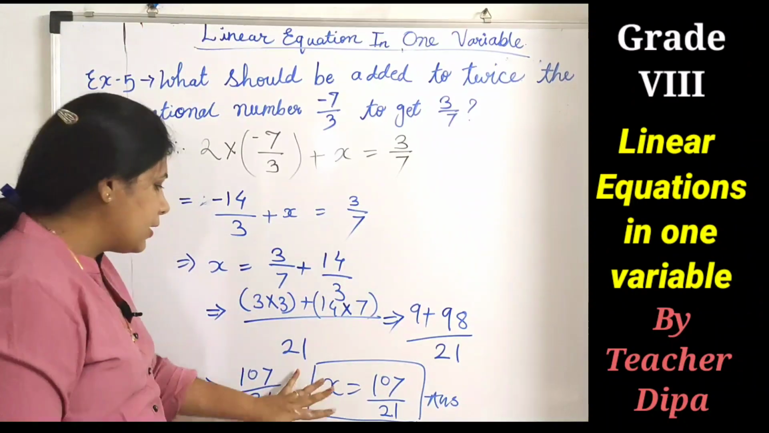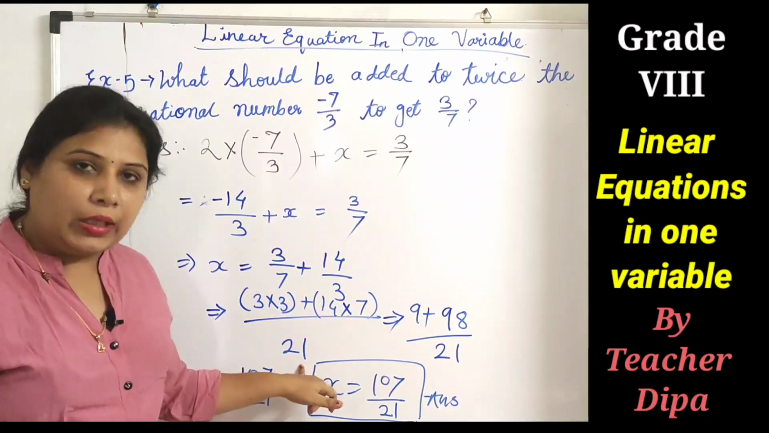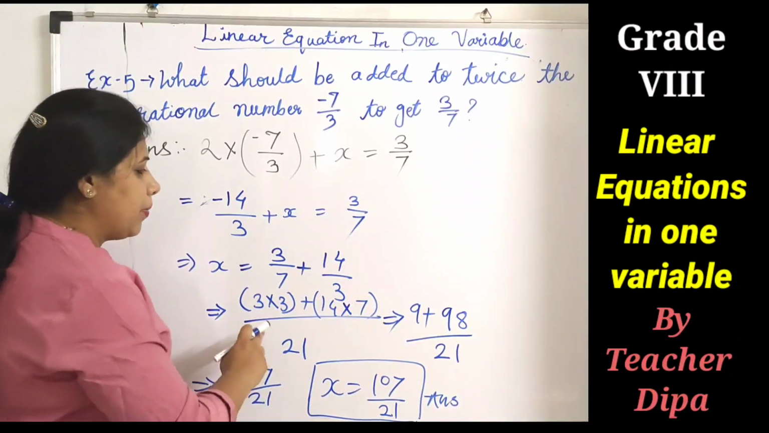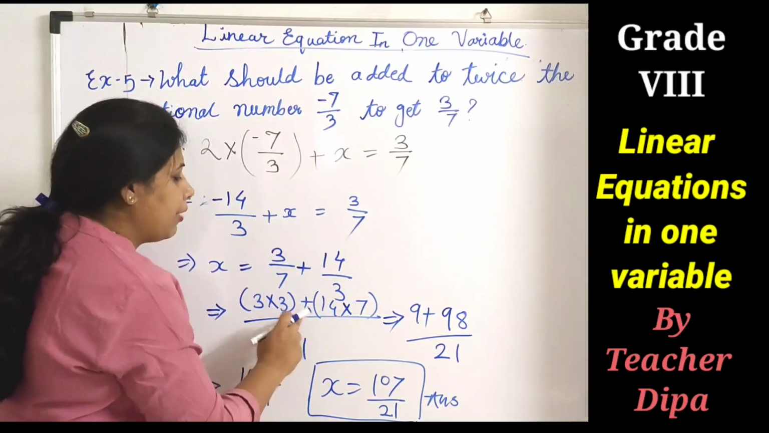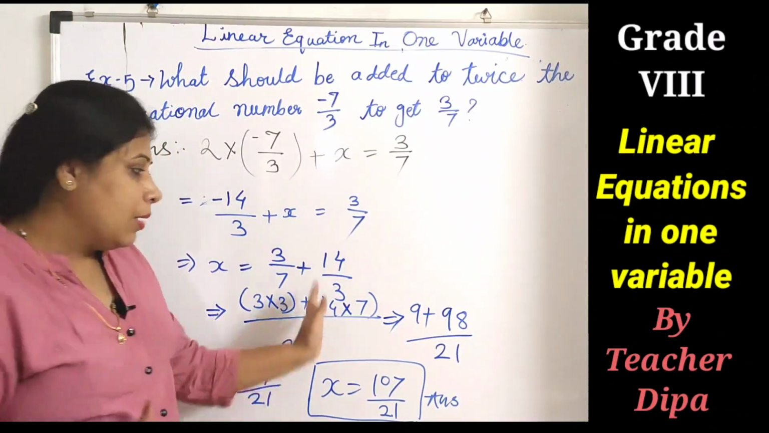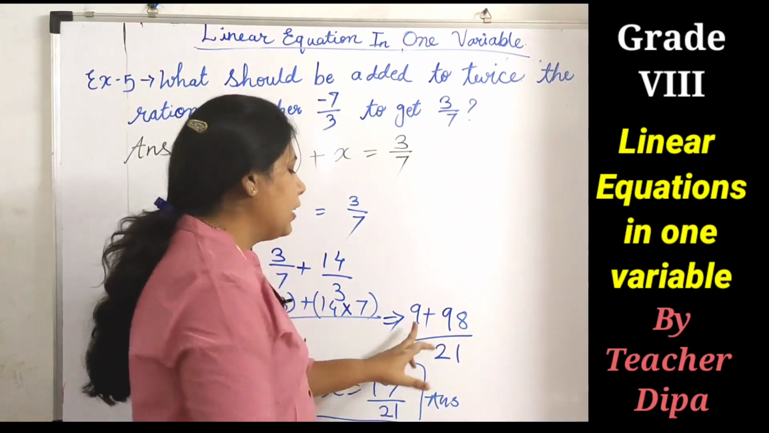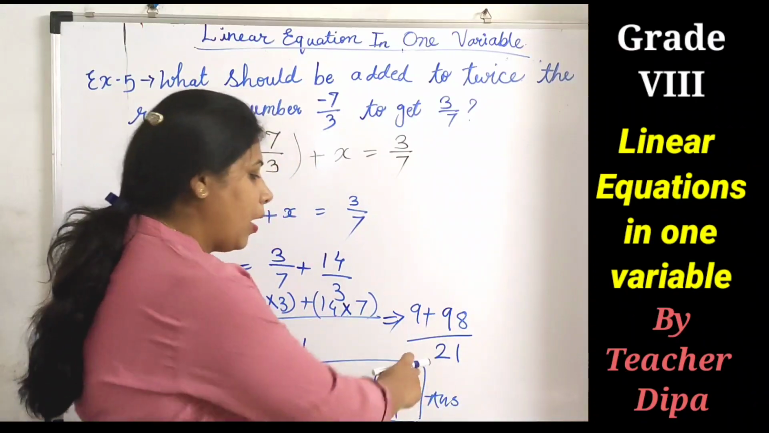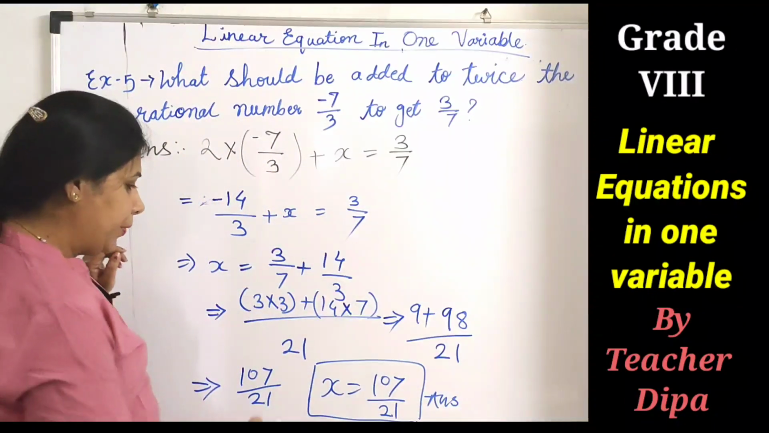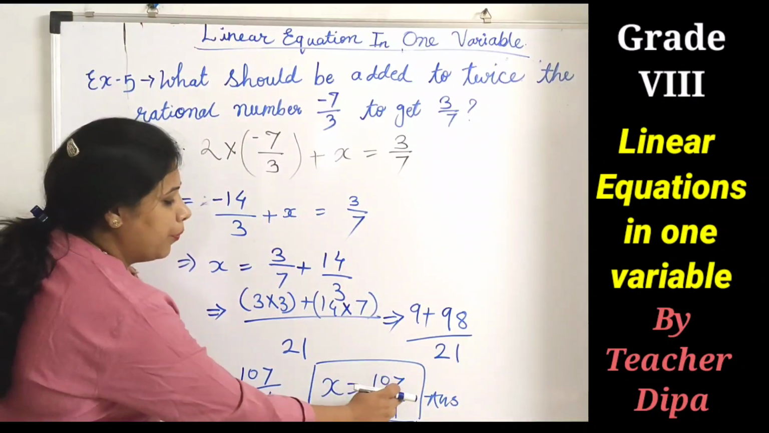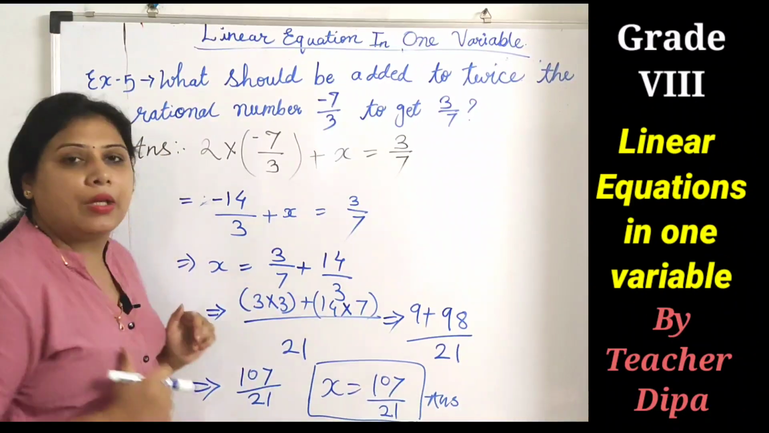Then उसका multiplication we can get that is 21. और cross multiplication करने के बाद हमें मिलता है 3 into 3 plus 14 into 7. By adding that we are getting 9 plus 98 upon 21. So x's value will be 107 upon 21.